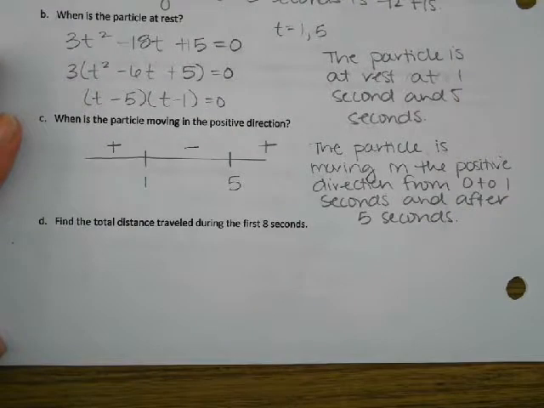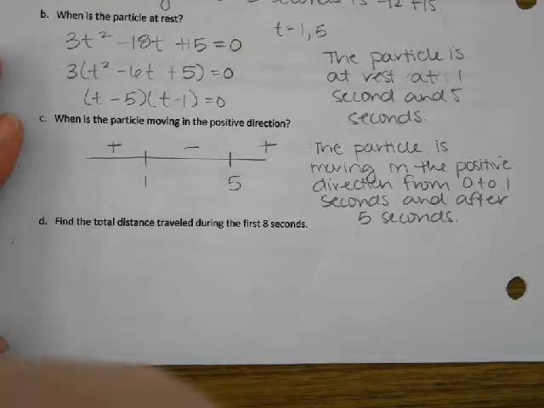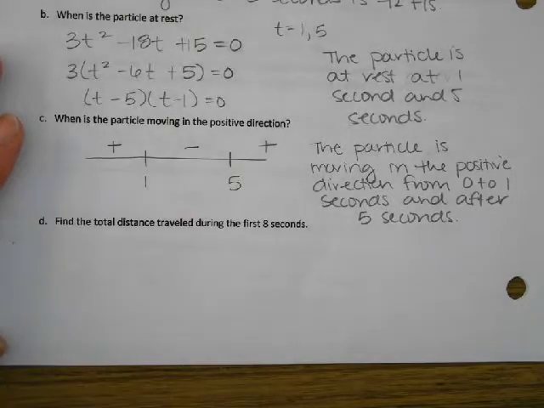Yeah, please don't say your answer is 0, 1 union 5 to infinity. That makes no sense. They're asking, when is the particle moving in the positive direction? Oh, 0 to 1 and 5 to infinity. All right, yeah, that makes sense. Mathematically, you can write those numbers, but in a context, it does not make sense to write that.